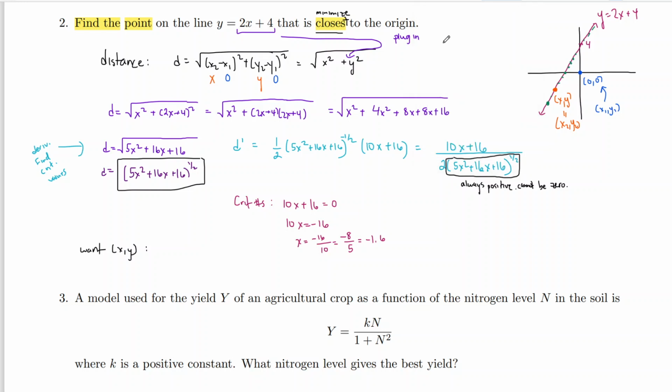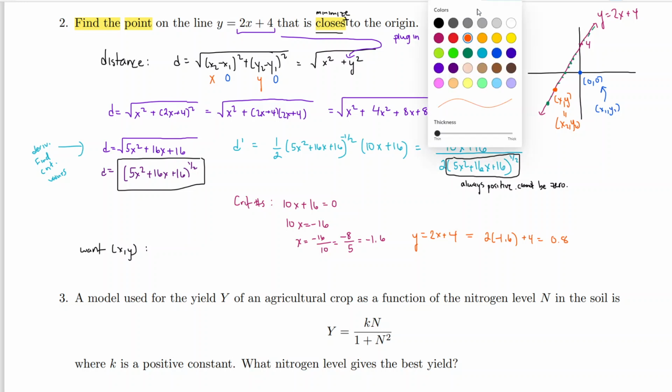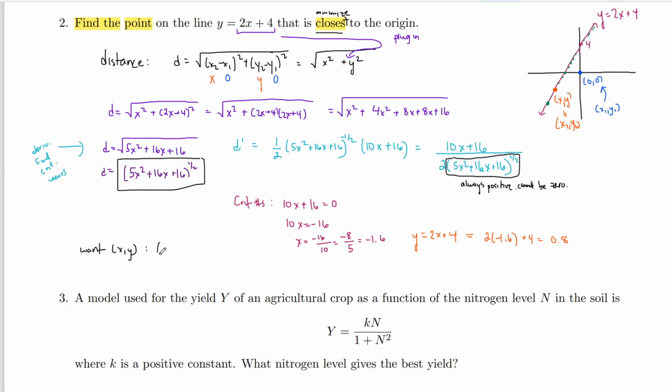Right, that's our y formula. It's the only way we know how to get y from x. So when we plug in y equals 2x plus 4, and we plug in our negative 1.6 for x, we have 2 times negative 1.6 plus 4. Negative 1.6 times 2 is negative 3.2, plus 4 is 0.8. So the closest point, the x value we got was negative 1.6, and the y value was 0.8.